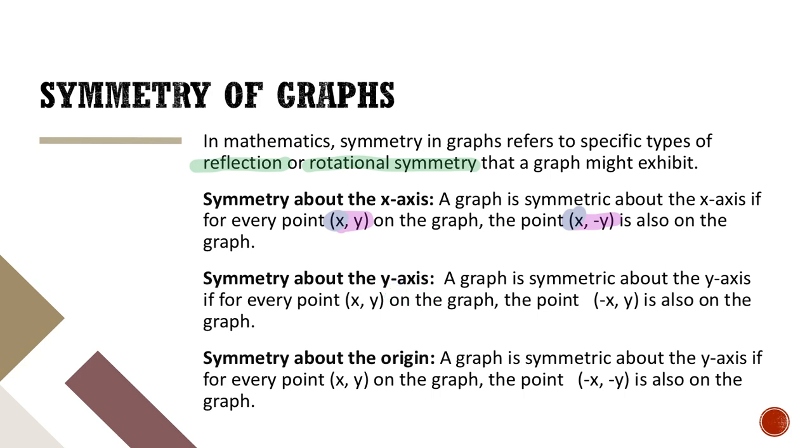Now over the y-axis is the complete other way around. The y values will stay the same, but the x values will be the opposite of each other. So it's flipping horizontally over the y-axis. And symmetric about the origin is if we're swapping both x and y to the opposites. So let's practice on this next slide.